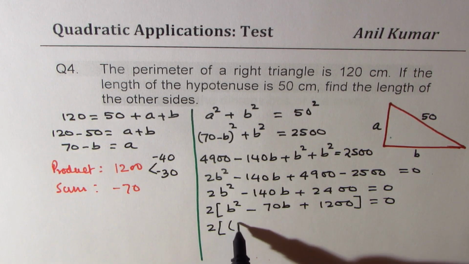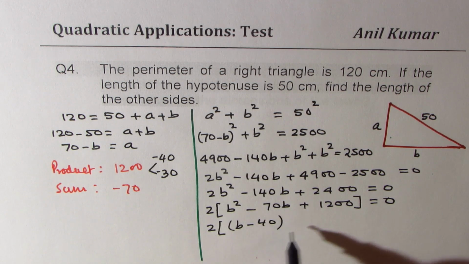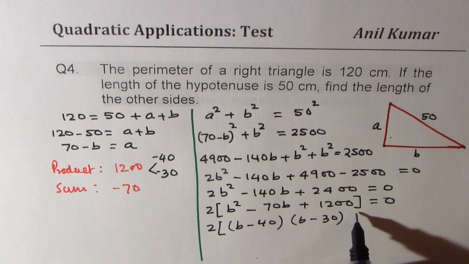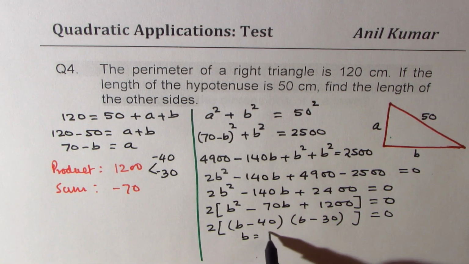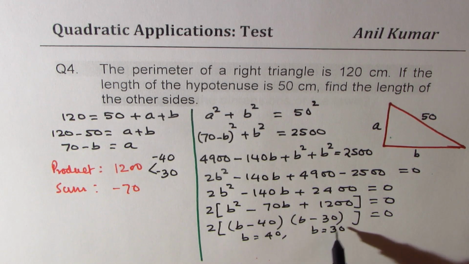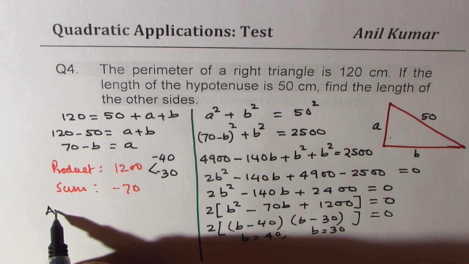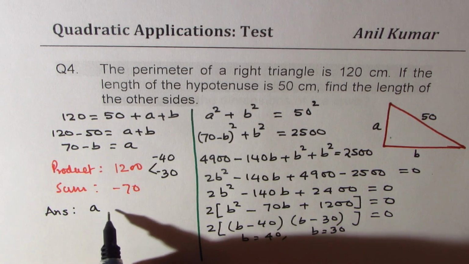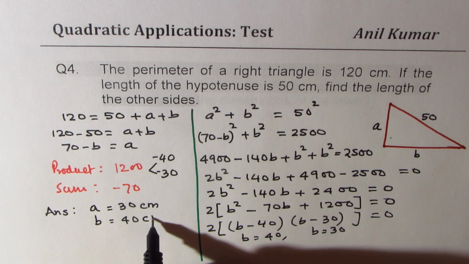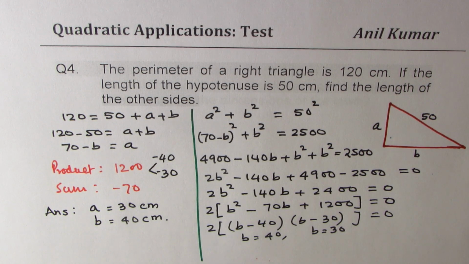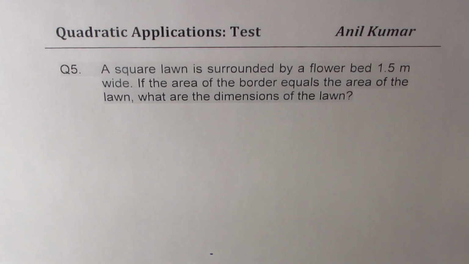So we could write this as b minus 40 times b minus 30 equals 0. So that gives you the possible length of B or A. B could be 40 or B could be 30. So clearly the dimensions are, we can say, one of the sides is 30 centimeters and the other one is 40 centimeters. Perfect. So that is how you could answer this question. So in all these examples, we have seen that factoring using sum and product could be done, and then we could find the answer. Now we are almost at the end.